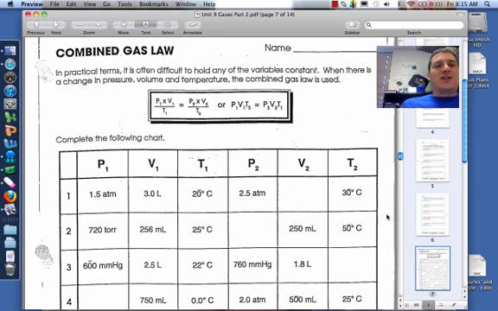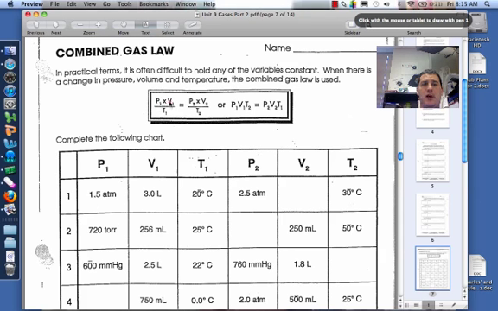So the combined gas law takes all 3 of those previous laws into account. Sorry, all 4 of those previous laws into account. So now we got P1 times V1 over T1 equals P2 V2 over T2. So if you're given 5 out of the 6, you should be able to figure out the 6th one.